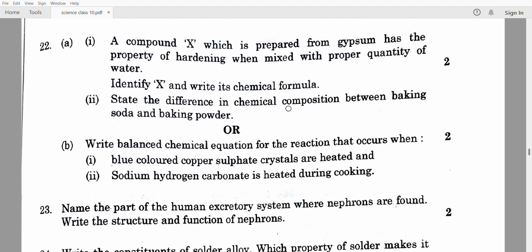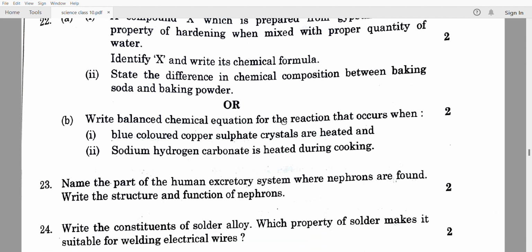Its formula is CaSO4 dot half H2O. State the difference in chemical composition between baking soda and baking powder. So baking soda is made up of sodium hydrogen carbonate, that is NaHCO3, while baking powder is an acidic salt of sodium. So here it has both sodium carbonate or sodium bicarbonate plus an acid in it.